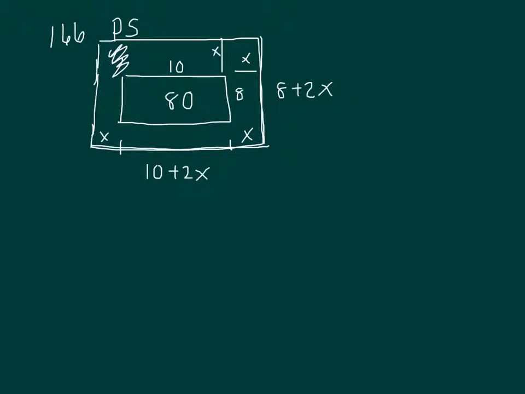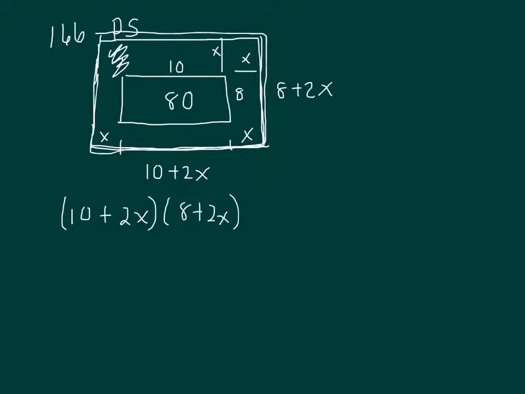So, if you did this algebraically, if you found the area of the whole thing, that would be length times width. So that would be 10 plus 2X times 8 plus 2X. That's the area of the whole thing. Now, if you subtract off that inside, you're left with the border, and that's 144. Now, you can solve this, but it takes a little bit of time.